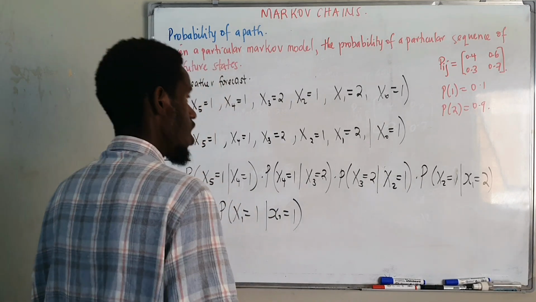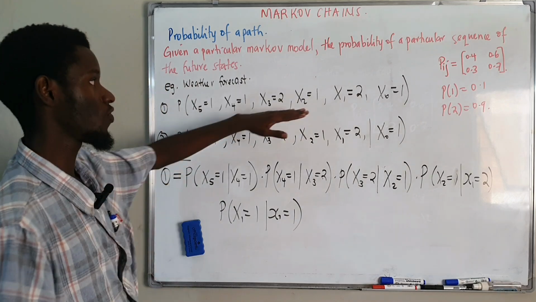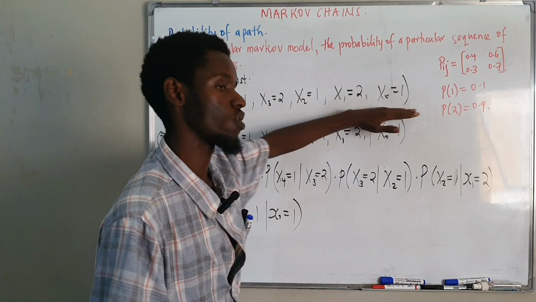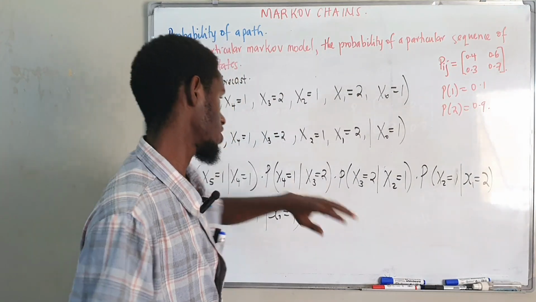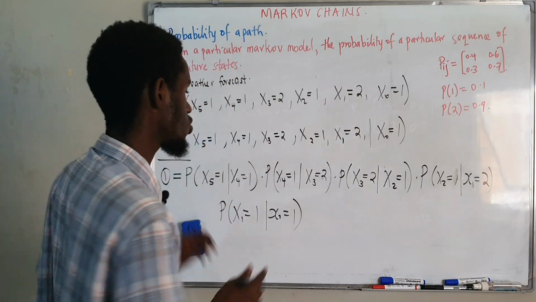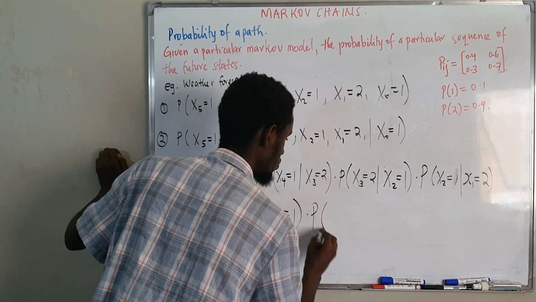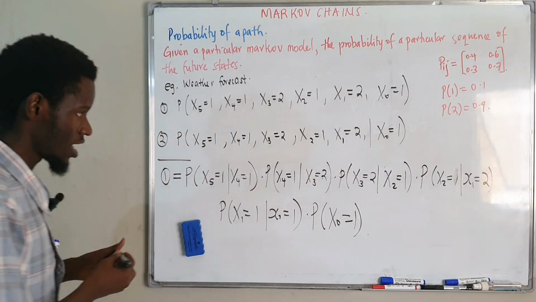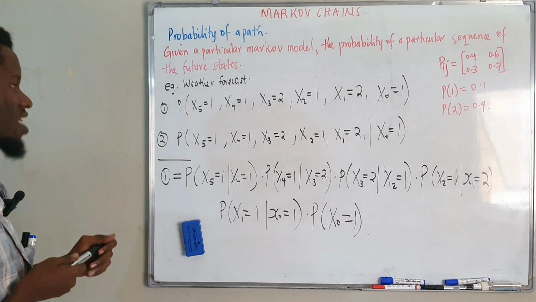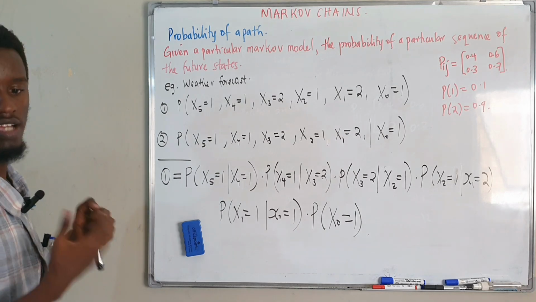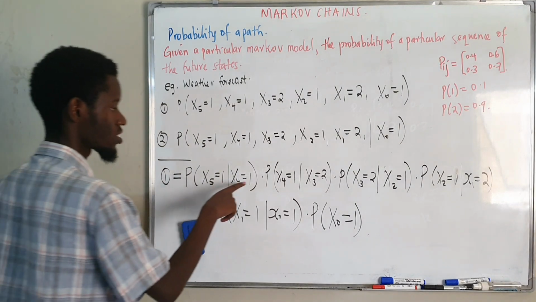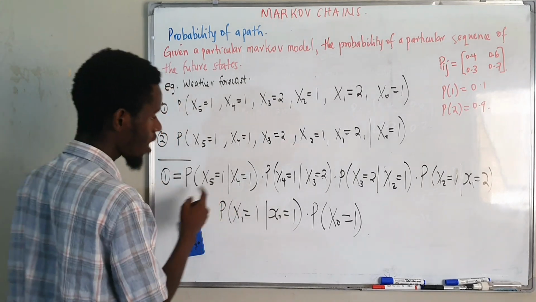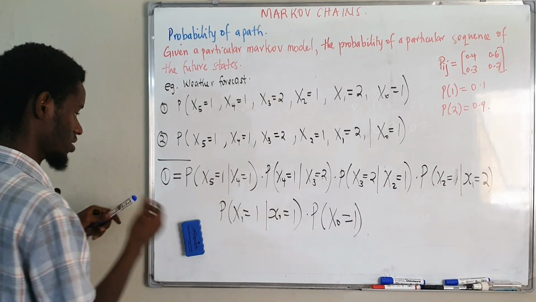But now I'm saying if we have no condition on our path, like in this example 1, we just need to multiply by the probability of x0 equal to 1. From here, I just need to know how the states are transitioning. Like I'm transiting from state 1 to state 1, raining. 1 to 1 is 0.4. I think you are seeing what I'm saying now.